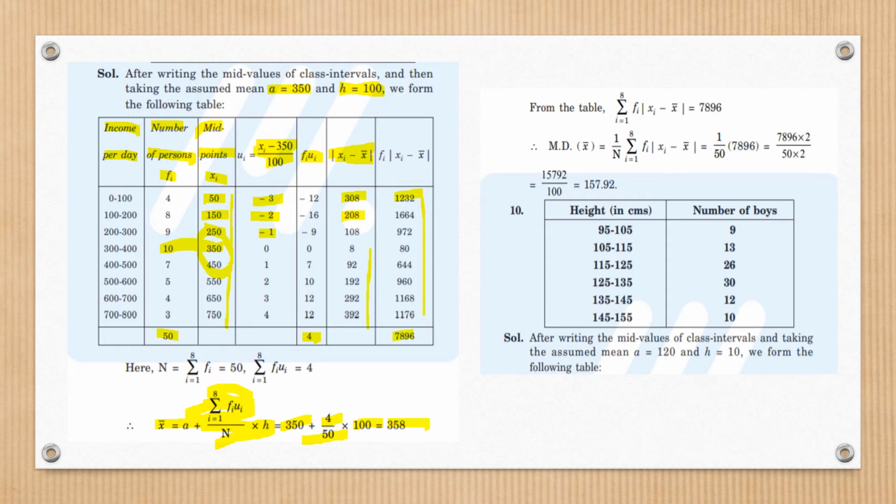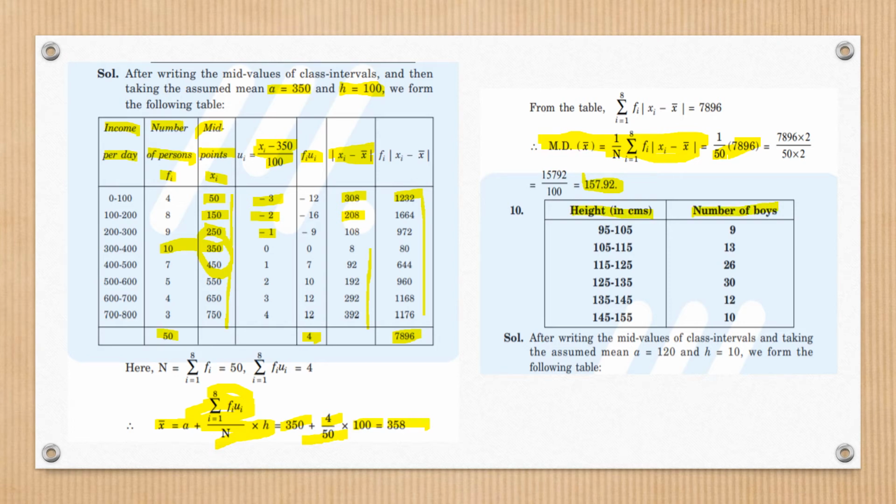And the sum is 7896, right? 7896, and mean deviation about mean will be calculated using this formula: 1 by n times summation Fi times the absolute value of xi minus x bar. So it is 1 by 50 times 7896, right? And it is 157.92.